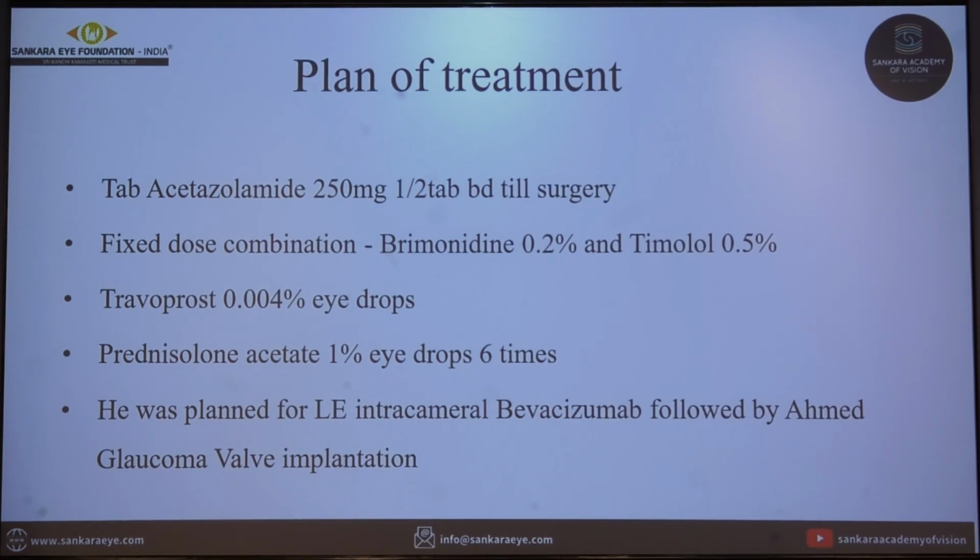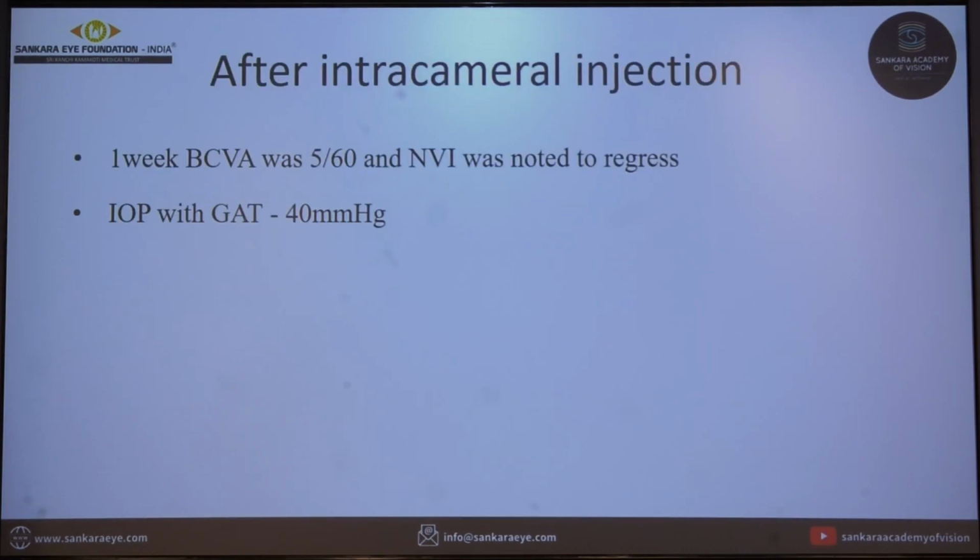So the patient was started on tablet acetazolamide half BD because he was hemodynamically unstable and his blood sugars were uncontrolled. He was also started on a fixed dose combination along with the PG analogs and steroid eye drops topically 6 times daily. And he was planned for left eye intracameral Avastin followed by a glaucoma valve implantation.